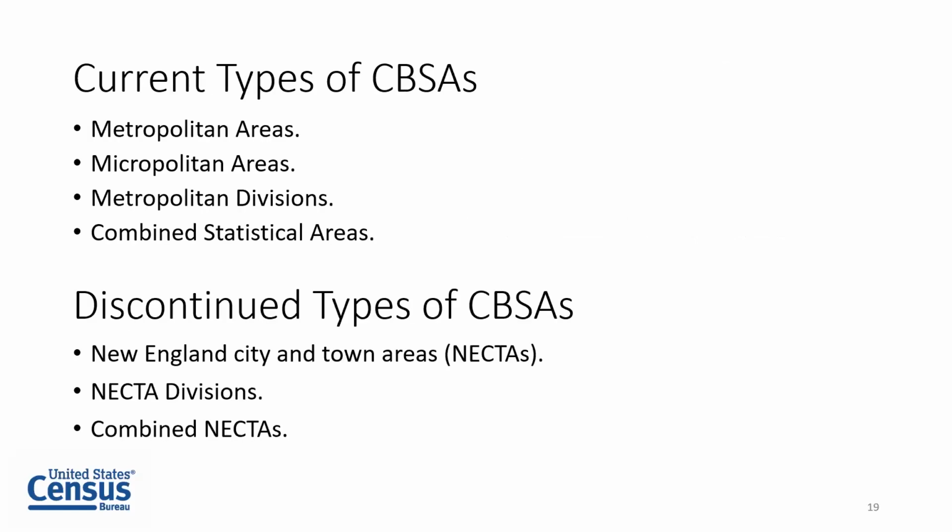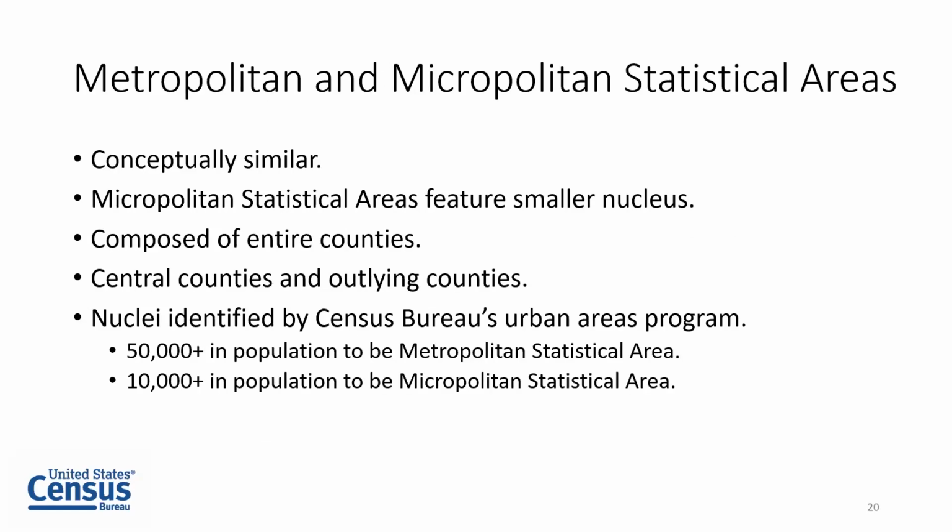So there's a couple different types of core-based statistical areas. Of course, we have the metropolitan statistical areas and the micropolitan statistical areas. We have metropolitan divisions and combined statistical areas. New for the latest delineation, a couple types of core-based statistical areas were discontinued, and those include the New England City and Town Areas, or NECTAs, NECTA divisions, and combined NECTAs. I'm just going to give a brief definition of each of these.